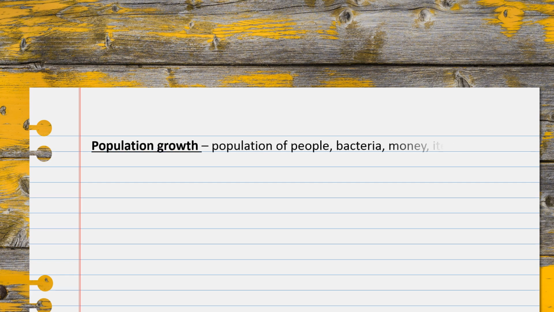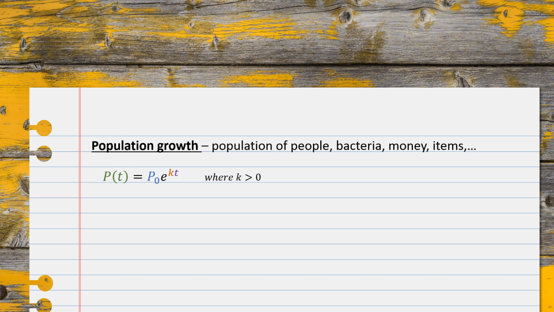Now let's talk about population growth. Population growth could represent the population of people, population of bacteria, of money, of items. It just means there is a growth happening. Now it's represented by the equation P of t equals P naught E raised to the kt power, where k has to be greater than 0.